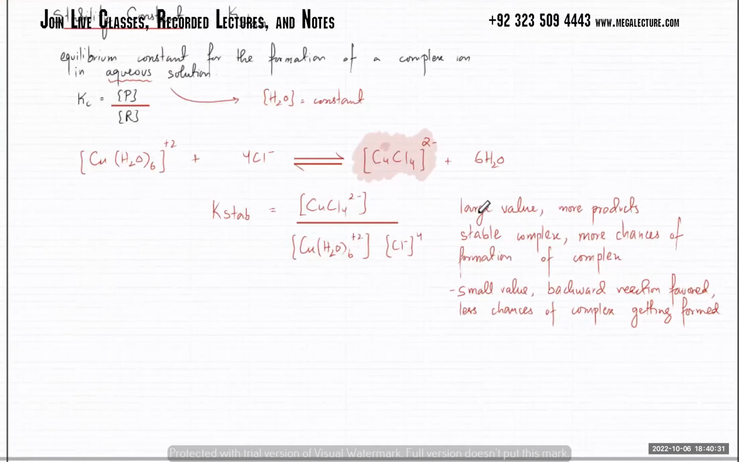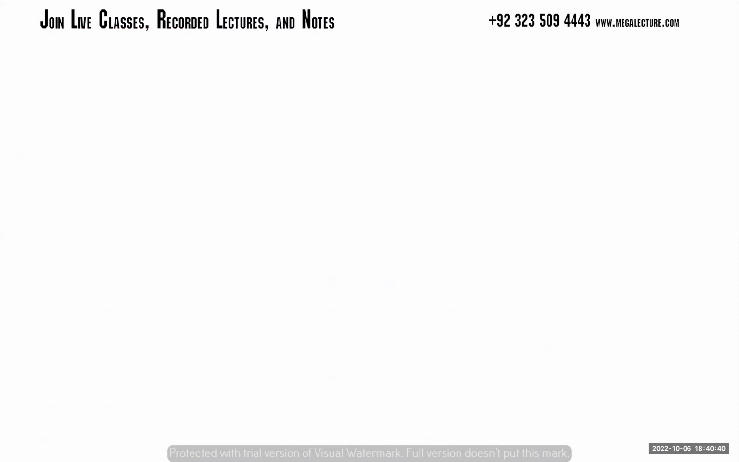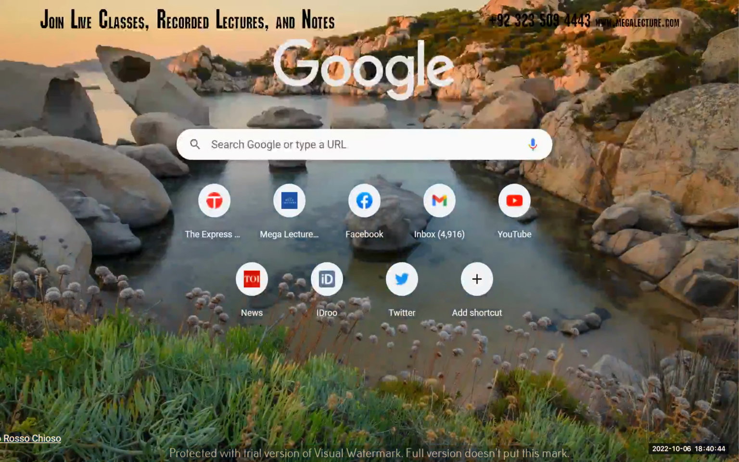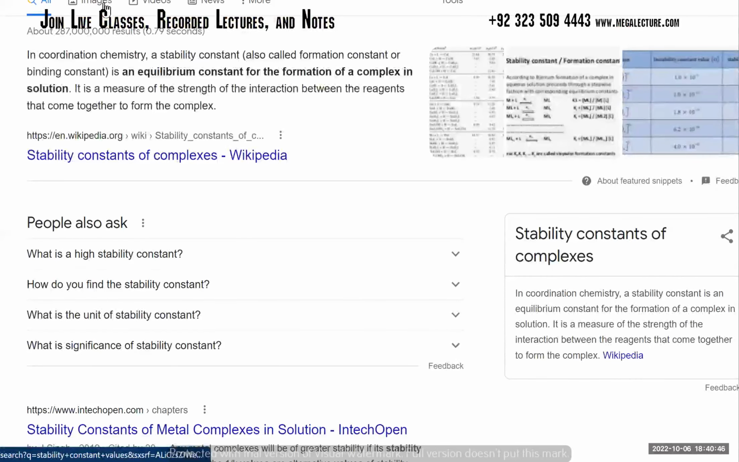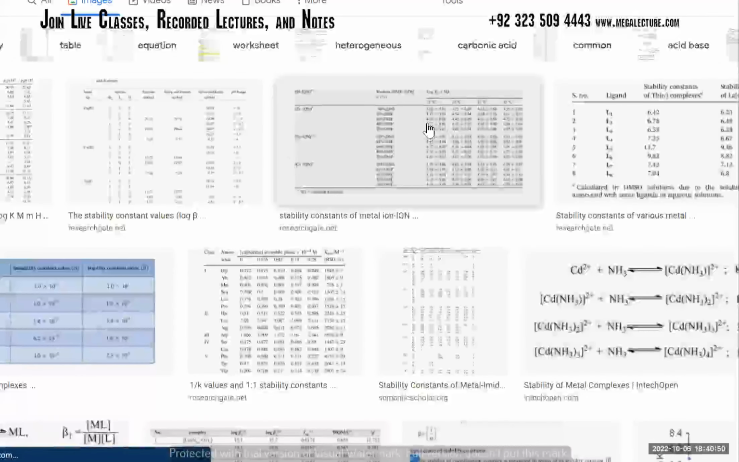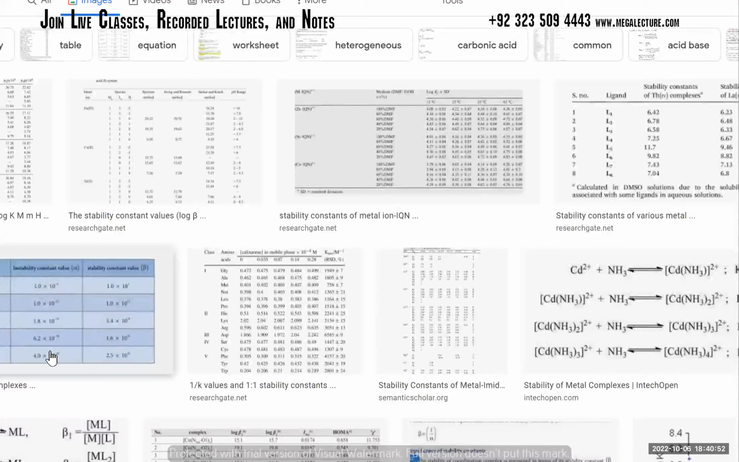So is this clear? Stability constant. All ligand exchange reactions, they're going to have a stability constant. Every complex will probably have a stability constant. Like if I just Google this, you'll get stability constant values for different reactions or different ligands. Okay.